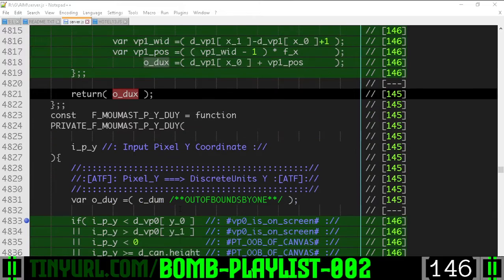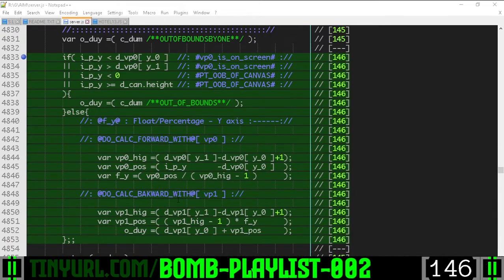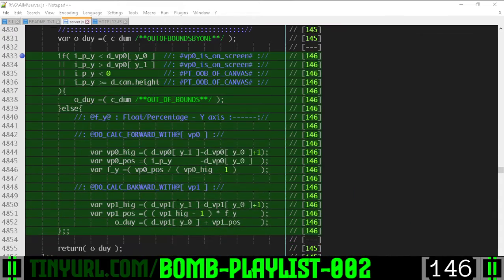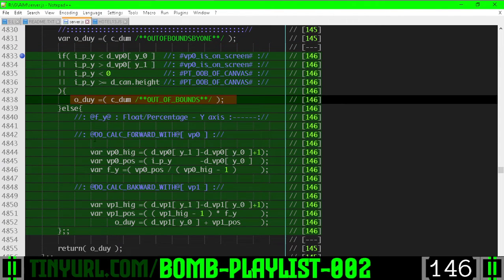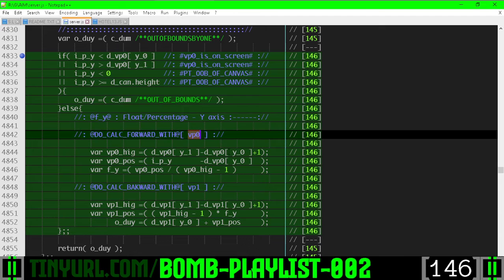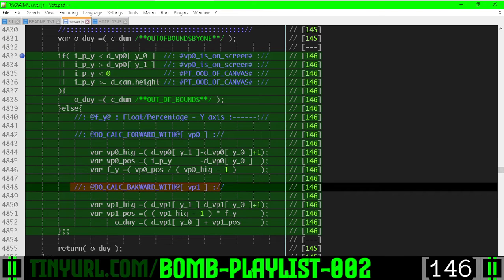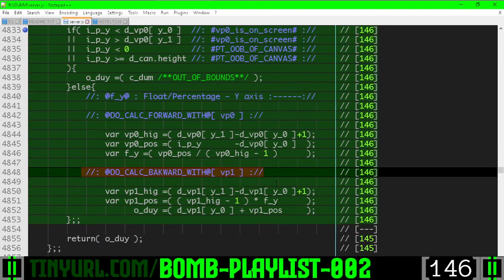The math for the y is the same idea. It's just the y-axis instead of the x-axis. So bounds check. If we're out of bounds, we're going to set it to 1 outside of the bounds. We work forward with VP0, and then we algebraically undo our calculations using VP1.